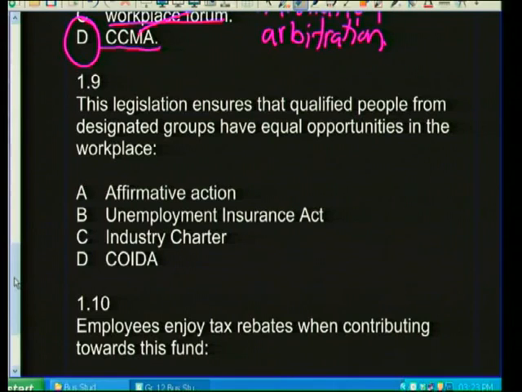Right, next one, 1.9. This legislation, so we're looking at a law, ensures that qualified people from designated groups, so it's specific groups, have equal opportunities in the workplace. So it's some or other law which allows for specific groups to have equal opportunities in the workplace. Let's start with affirmative action. Affirmative action is in our Constitution. Because of the clause on affirmative action in the Constitution, the government also passed the Employment Equity Act.